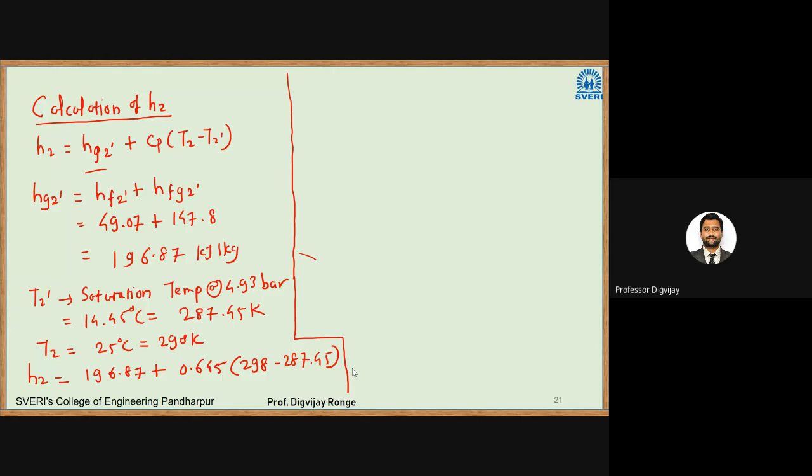So I have three answers in front of me. I will take Pradyumna's answer. So that H2 as he has calculated, that is equal to 203.67. Unit will be kilojoule per kilogram.